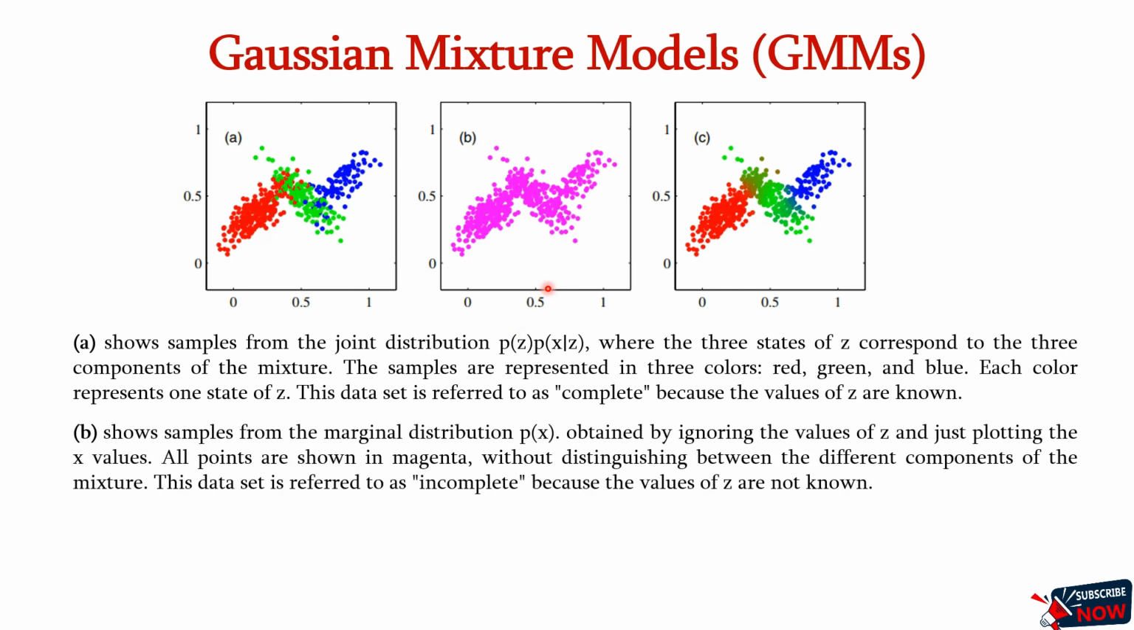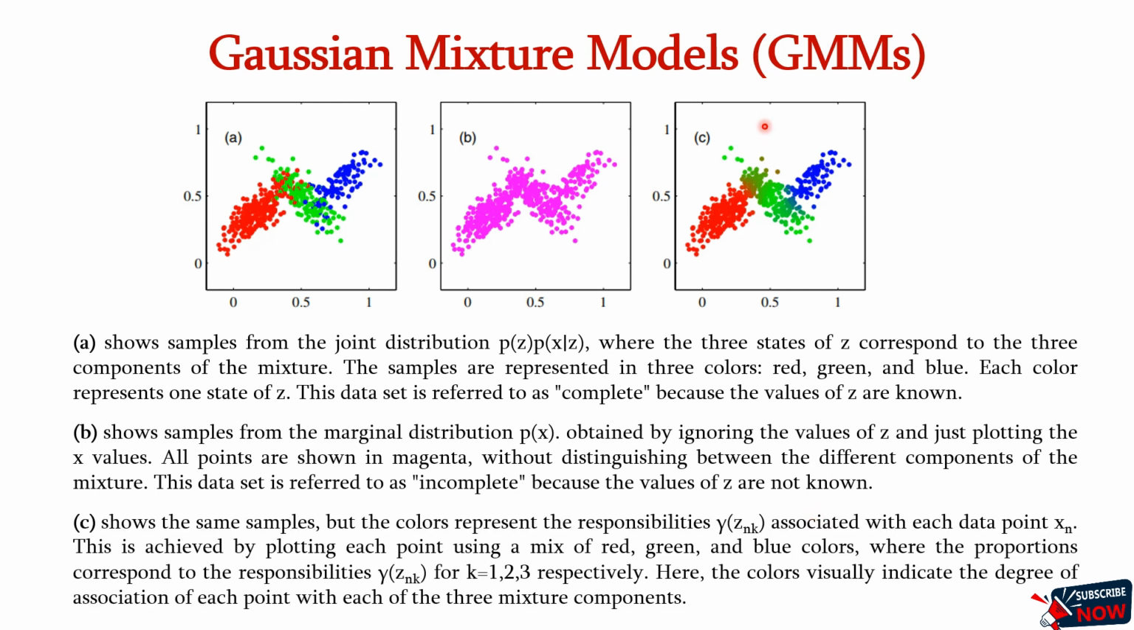Next, in the plot B, we have the marginal distribution P of X. Here we are ignoring the values of Z and just plotting the X values. So all the values are shown in magenta without distinguishing between the different components of the mixture. This data set is called incomplete data because the values of Z are not known here.